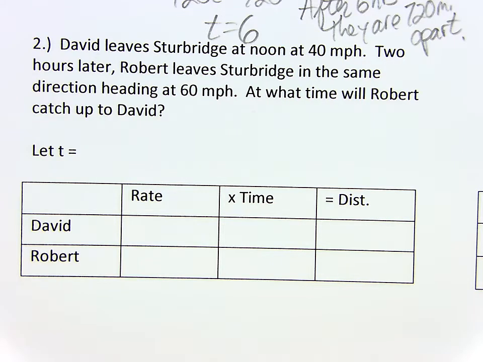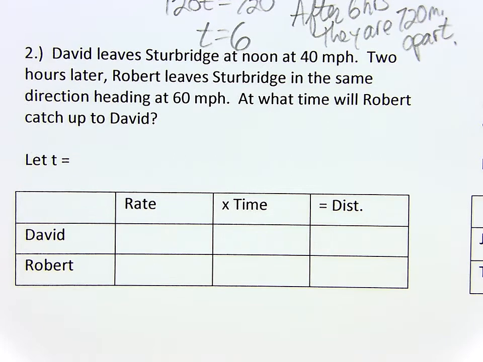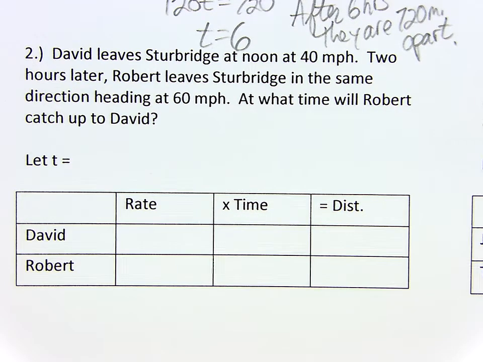Okay, we're trying another distance problem here. Let's read it together. We have David leaves Sturbridge at noon at 40 miles per hour. 2 hours later, Robert leaves Sturbridge in the same direction heading at 60 miles per hour. At what time will Robert catch up to David?